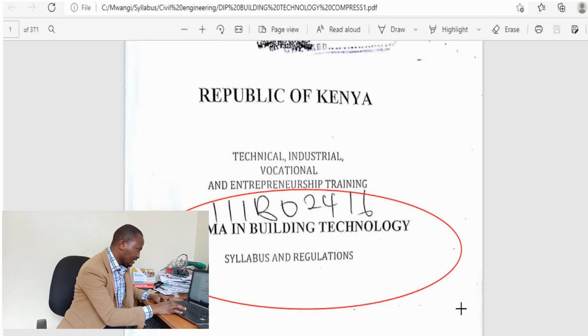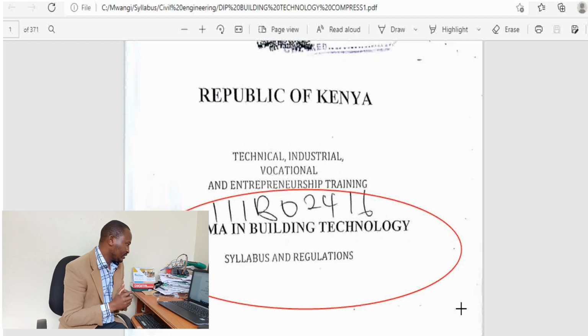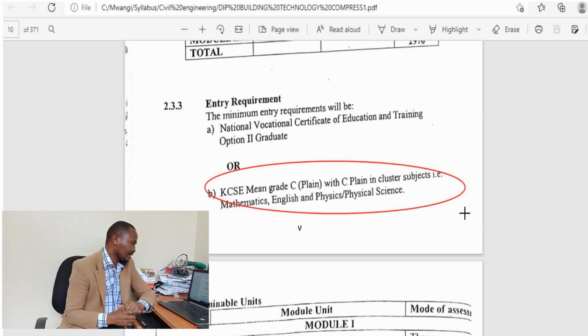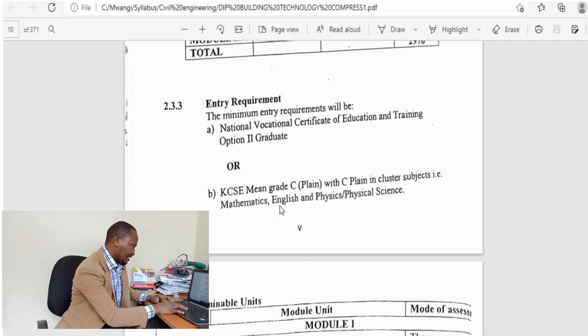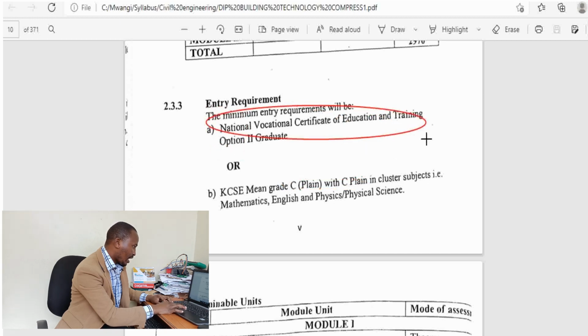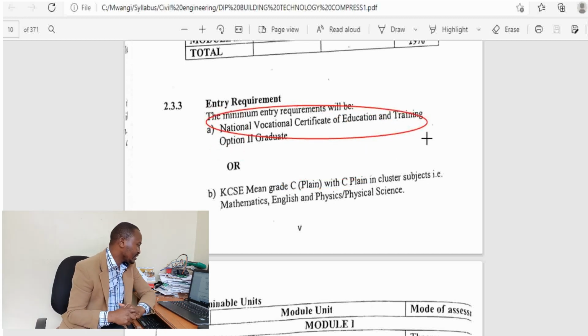Here I have the syllabus for the diploma in building technology. You can join this course right from high school, that is, if you score a mean grade of C minus, but here the KICD, they are saying C plain, but usually because the examining body is KNEC, a C minus is what you need to enroll for this course. Or you have a certificate in building technology. So actually, for diploma courses, the entry grade is C minus. For certificate courses, the entry grade is D plain, and for various artisan courses, you either have your KCPE result or you score an E or a D minus in high school.